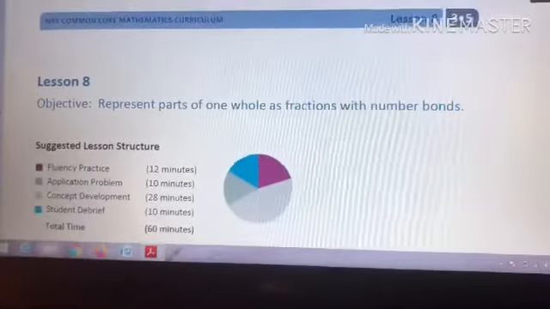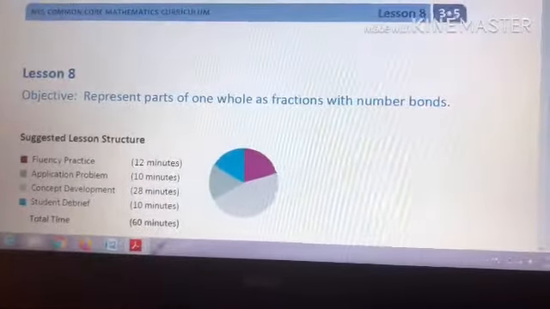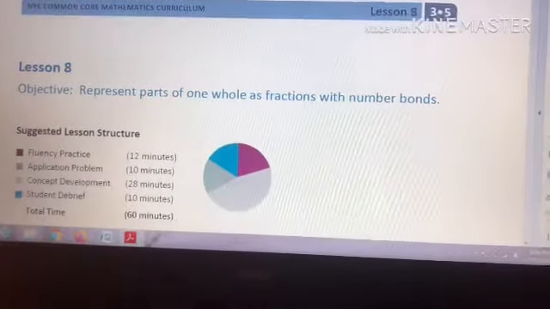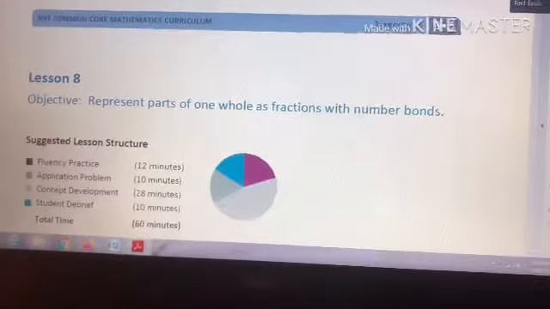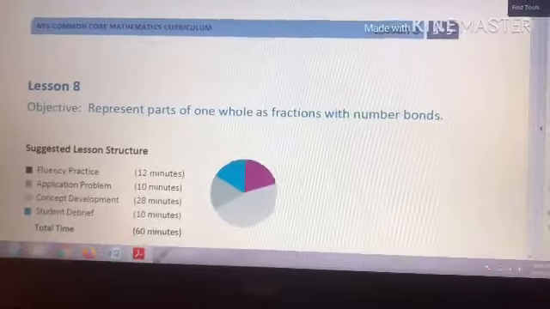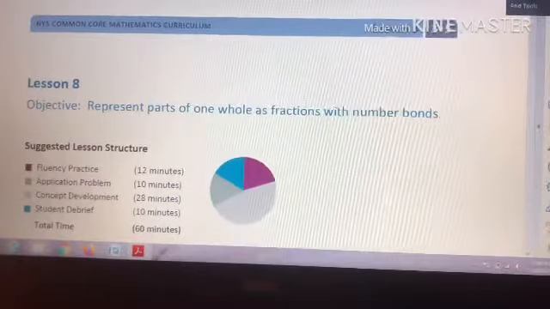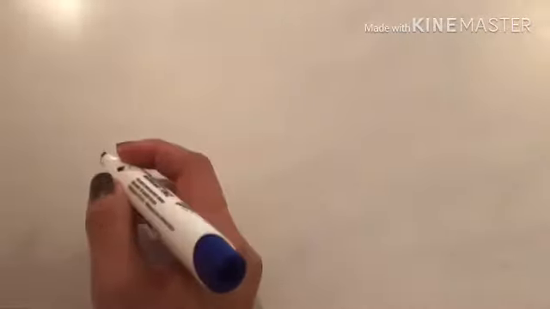Today, our lesson is called Representing Parts of a Whole as Fractions with Number Bonds. Do you remember using number bonds, or how Celeste used to call it, number bubbles? Well, we're going to be representing our fractions and the wholes, but using number bonds. I think this is going to be pretty fun because it's pretty artistic what we can get here.